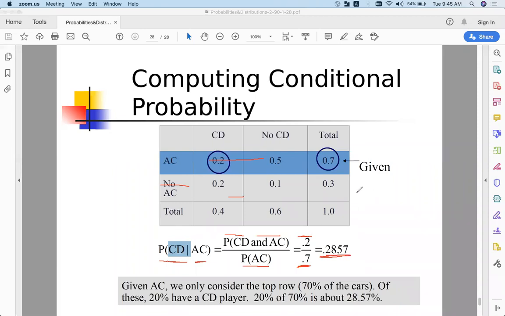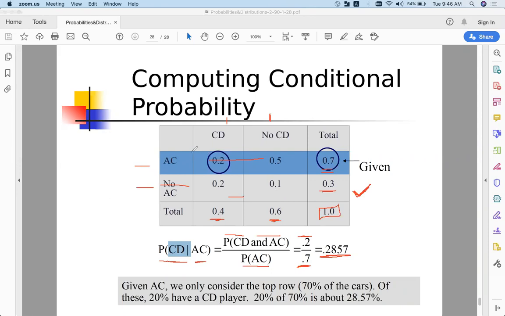Or you can build this table to make it clearer for you. There are two options in the case of AC, and two options in the case of CD player. They have given that 70% of the cars have AC, so 30% do not have AC, because the total probability will always be equal to 1. Now, 70% have AC, 30% do not. They have told us that 40% of the cars have a CD player, which means 60% do not have a CD player. Okay, so you have computed the simple probabilities, or the boundary probabilities.